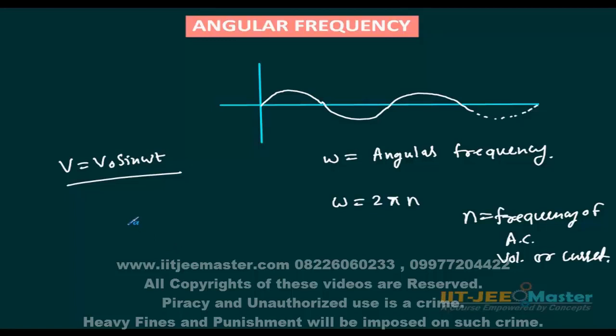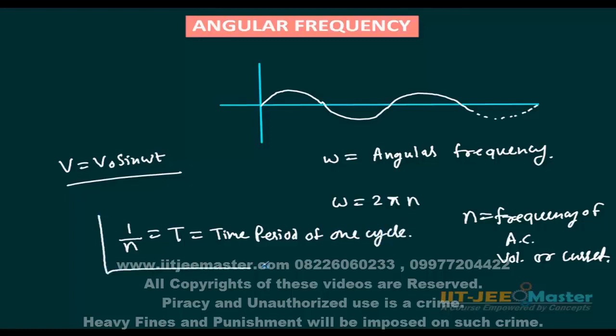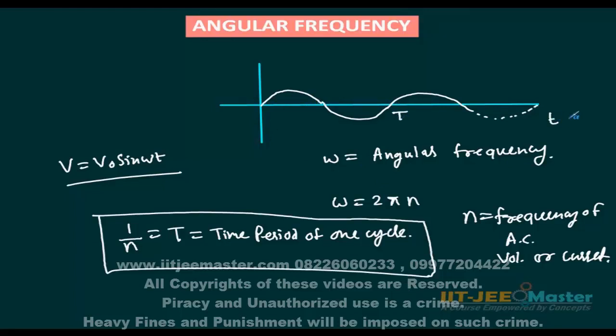And the second thing, what is 1 upon n? 1 upon n is the time period of one cycle, which we call capital T. So what will be the time from here to here? It will be T. From here to here, what will be the time? T by 2. This is capital T, suppose, and this is the time axis. This is the T by 2 time point, and similarly this is the T by 4 point.